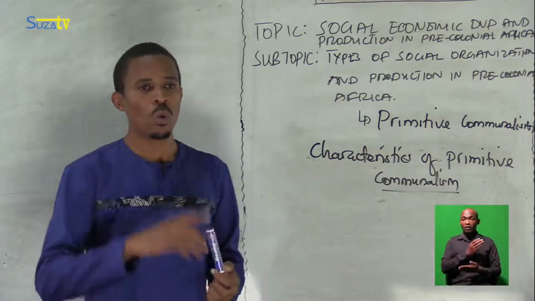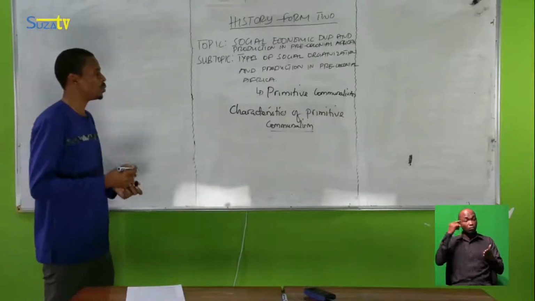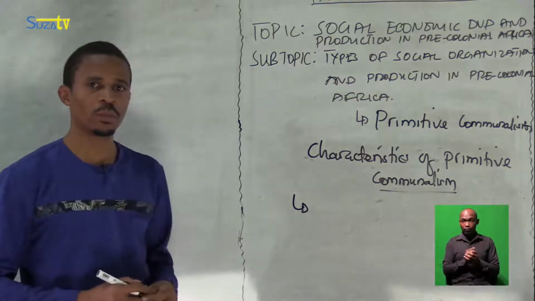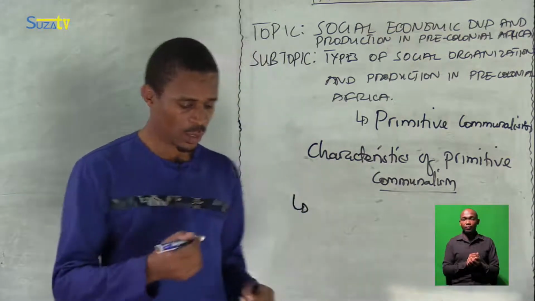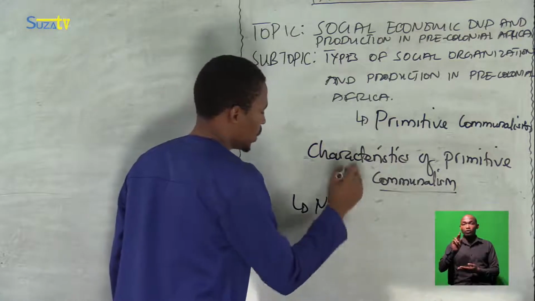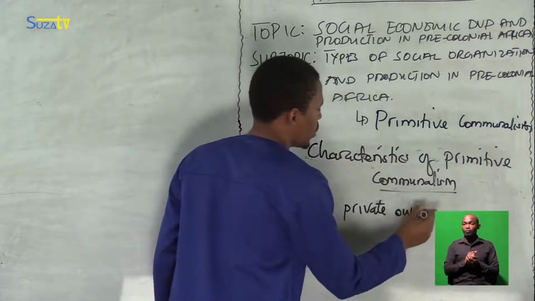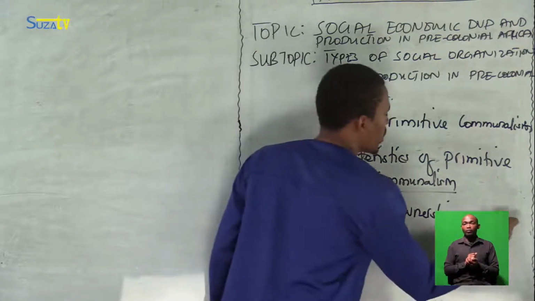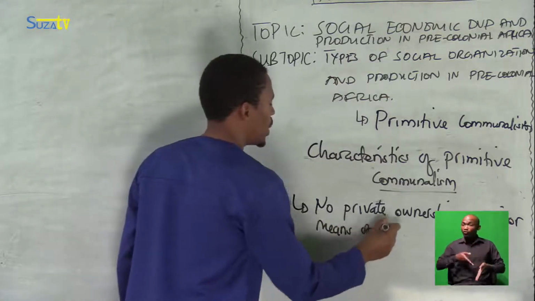Who can try to tell us one of the characteristics of primitive communalism found in the definition or meaning of primitive communalism? Who can tell us? Yes, students. Okay, good. One of the characteristics of primitive communalism was no private ownership of major means of production.